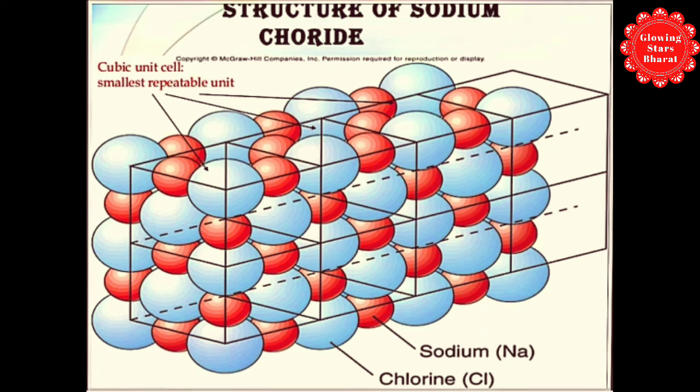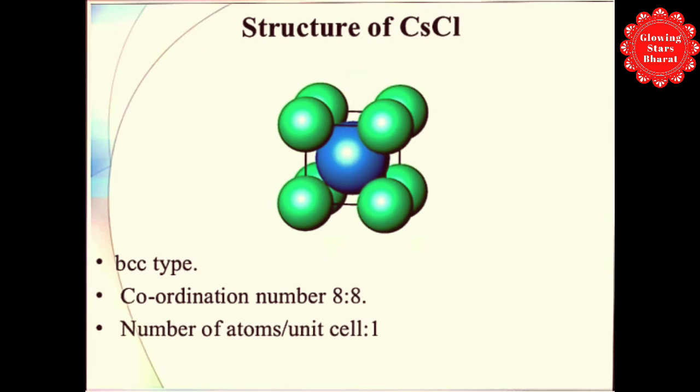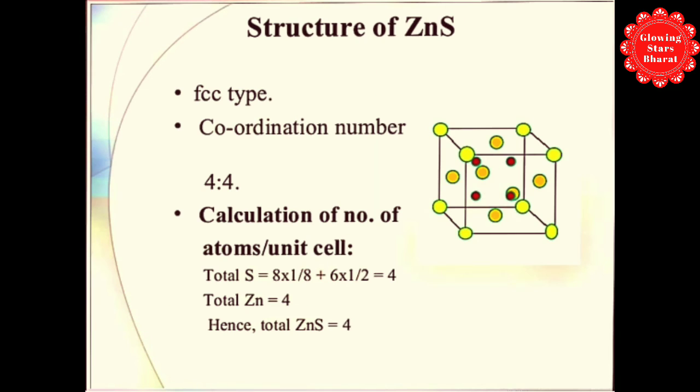Next, structure of CaF2, FCC type, coordination number 8:4, means 8 for cation and 4 for anion. All the compounds of AB2 type follow the same pattern. Structure of K2O, FCC type, coordination number is 4:8, means 4 for cation and 8 for anion. Next, structure of important covalent compounds.